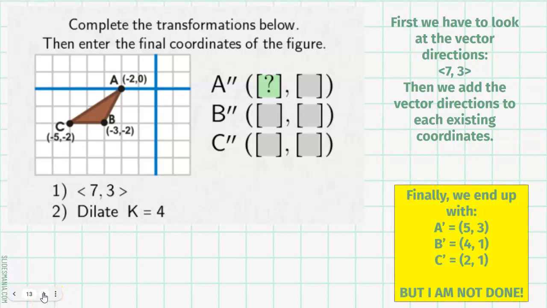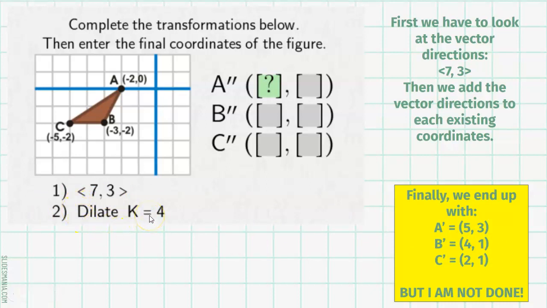All right. So once I do that, here are my new coordinates. -2 plus 7 is 5. 0 plus 3 is 3. See how I did that? -3 plus 7 is 4. -2 plus 3 is 1. But I'm not done because I have another direction here.